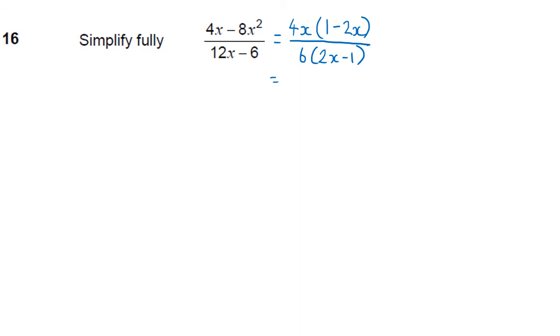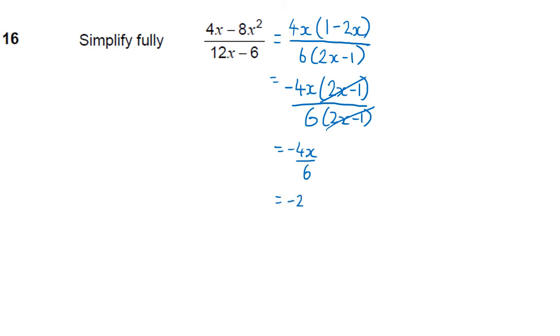However, 1 minus 2x and 2x minus 1, one's just the negative of the other. So what I can do is put a minus sign in the numerator multiplied by 2x minus 1. Okay, because minus 1 times minus 1 is 1, and 2x times minus 1 is minus 2x. And if I do that, then you can see that the 2x minus 1 terms will cancel. So I just get minus 4x over 6. And I can cancel further because 4 and 6 have a common factor of 2. So I can just write this as minus 2x over 3.